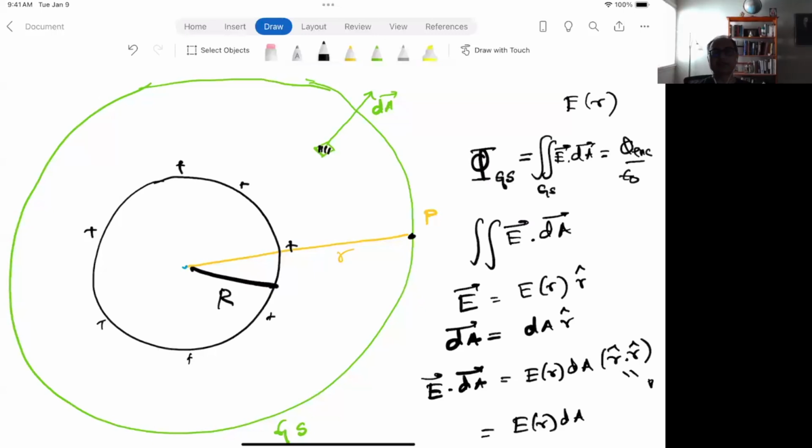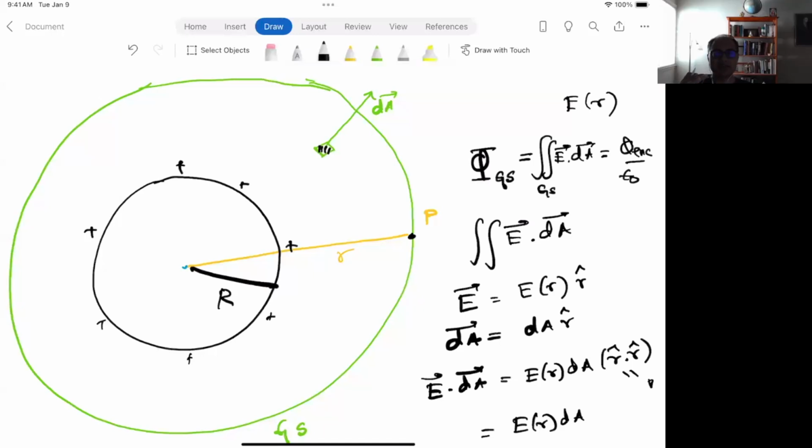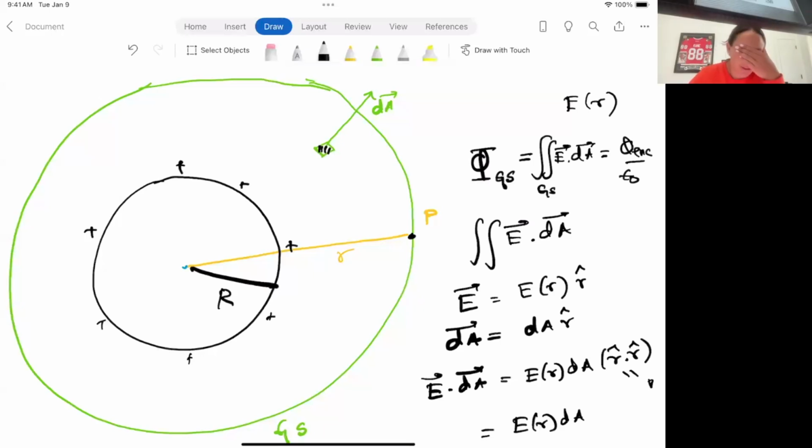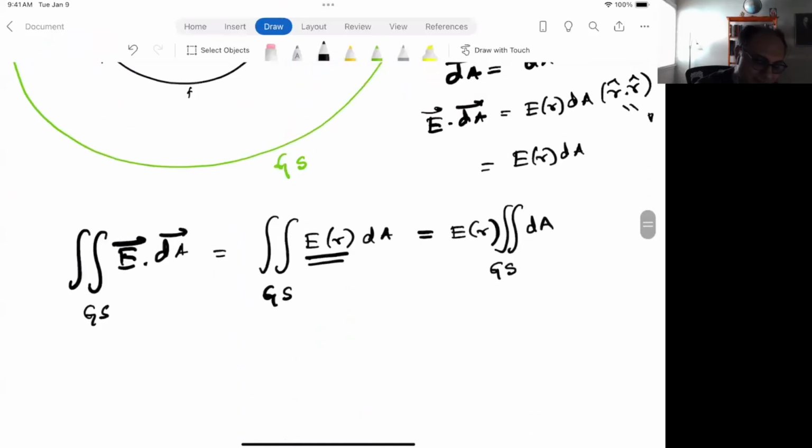And what is the formula for the surface area of a sphere? Is it 6A squared? No, it's 4 pi r squared. So for a sphere, the surface area is 4 pi r squared. And so this is just going to be equal to E of R times 4 pi r squared. That makes sense? All right.